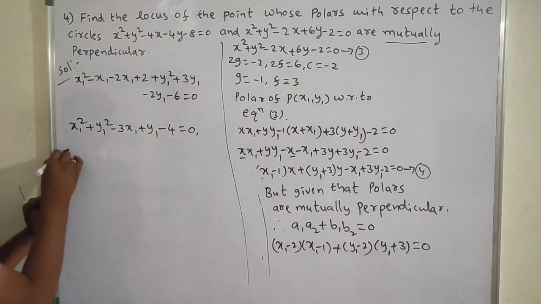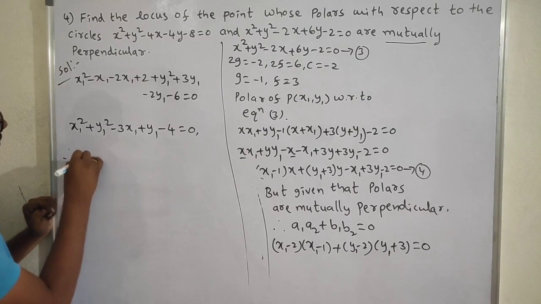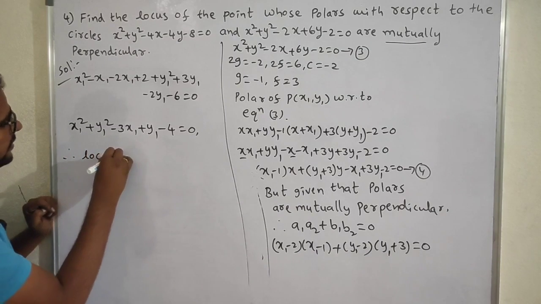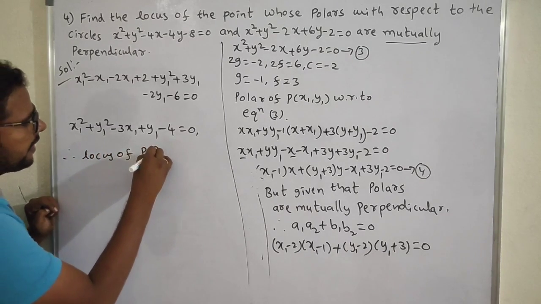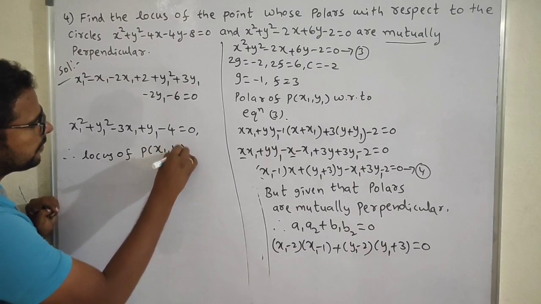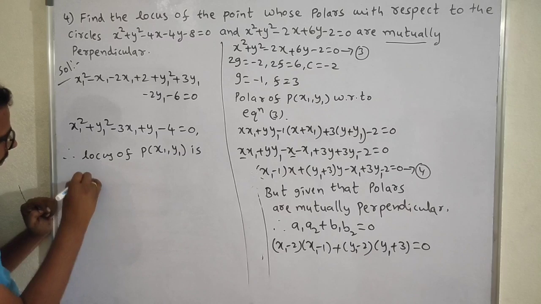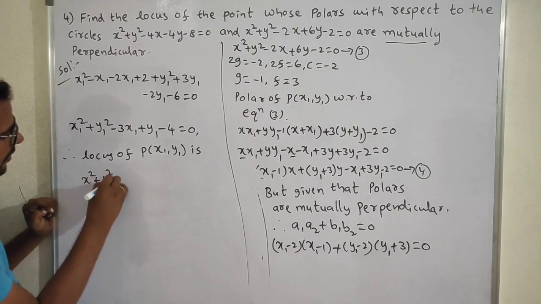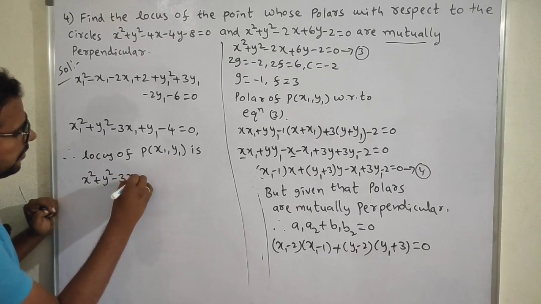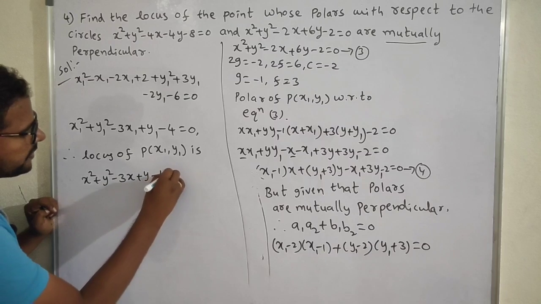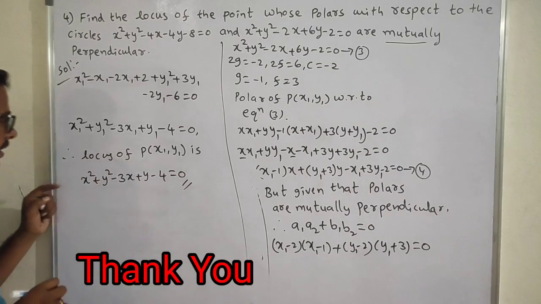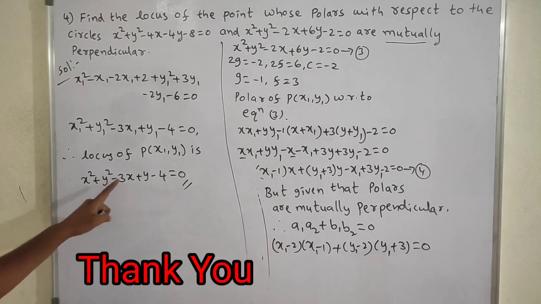Therefore, the locus of P(x1, y1) is x squared plus y squared minus 3x plus y minus 4 equals 0. This is the required solution.